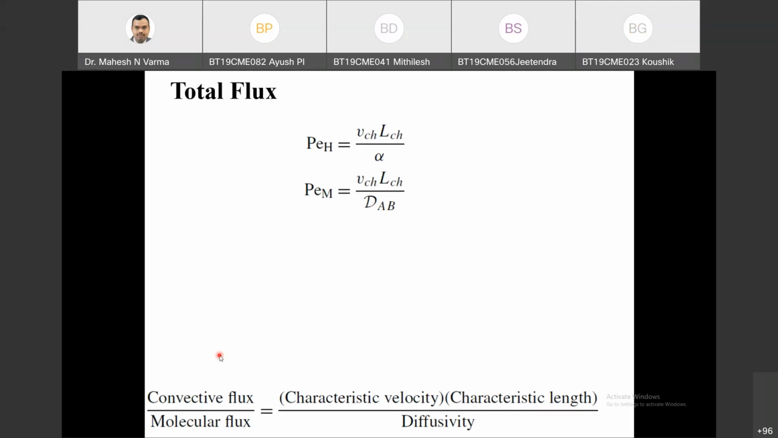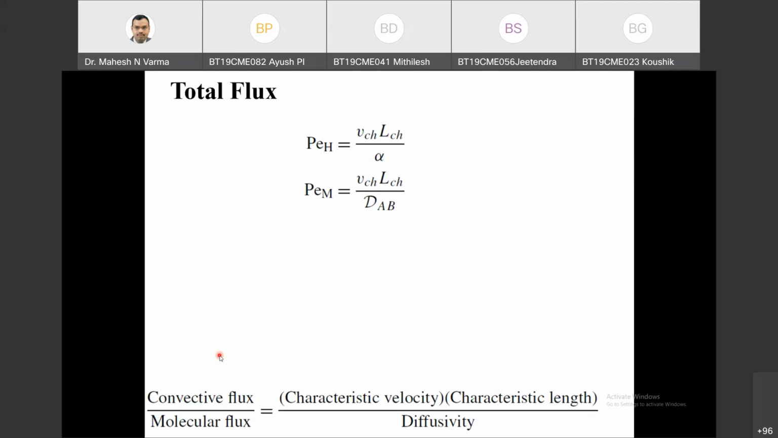So just now I explained this thing actually. People will refer to total flux as convective flux. In a way, that is correct. Why? Because whenever there is a convective flux, the total flux will be dominated by the convective flux. But theoretically, the ratio of convective flux to molecular flux is the Peclet number for heat transfer. There is a slight difference.